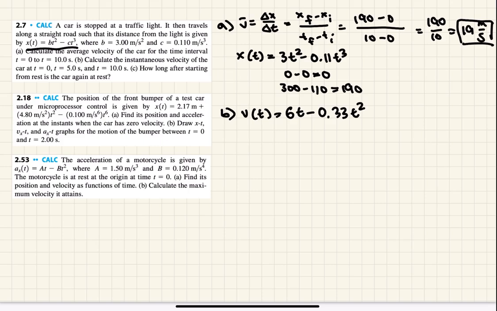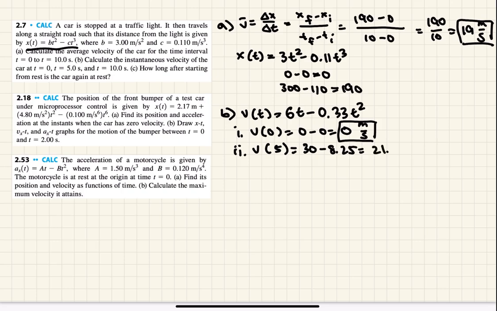Plugging in values, first at t equals 0, v of 0 is equal to 0 minus 0, or just 0 meters per second. At the second one, v of 5, you plug in 6 times 5 is 30, and then 0.33 times 5 squared, or 0.33 times 25, is going to be 8.25, and so you subtract them and you get 21.75 meters per second.